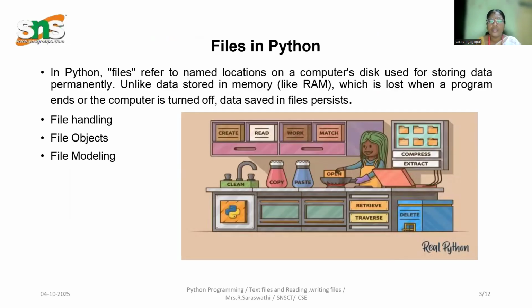A file is used to store data in a named location. Data stored in random access memory is lost when the computer shuts down. The data in a file is persistent storage of data. The file handling mechanisms are file objects and modes. The file handling mechanisms are read, write, append, extract, traversal, and compress. These are the file handling mechanisms.